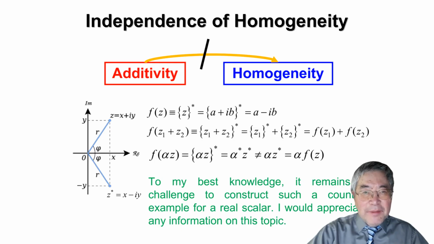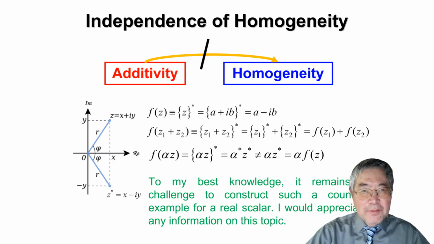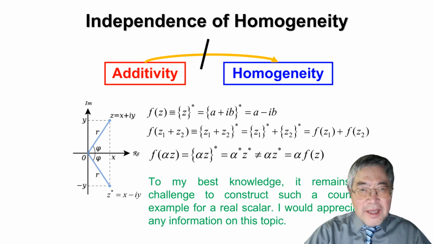This is a great example that demonstrates why we can't assume additivity implies homogeneity. We really do need to verify both conditions when testing for linearity. Finding a counterexample like this for real scalars remains an open question, where thoughtful reasoning is still welcome. If you figure it out, please let me know.